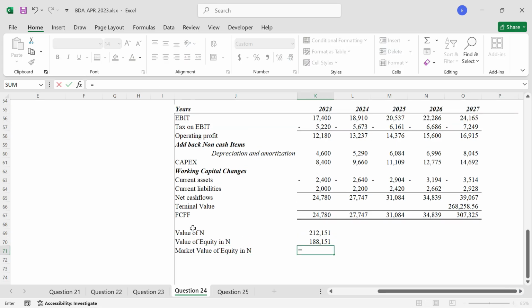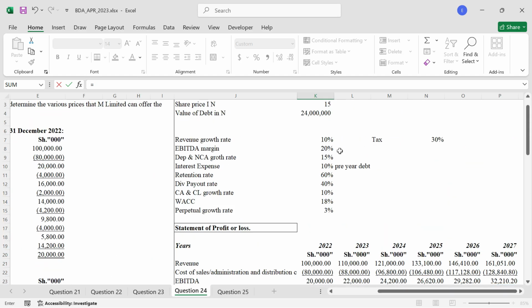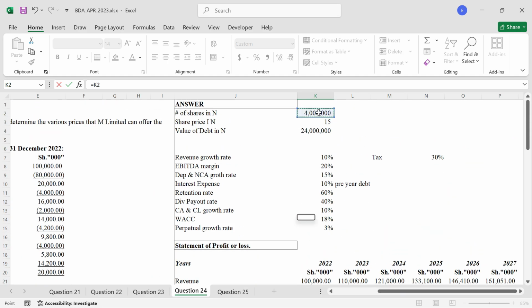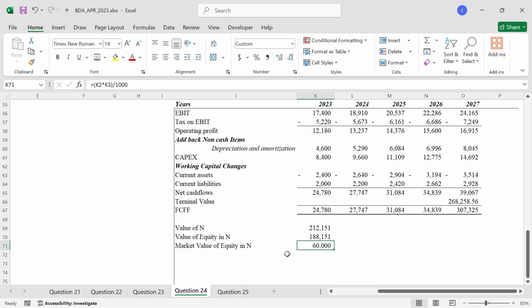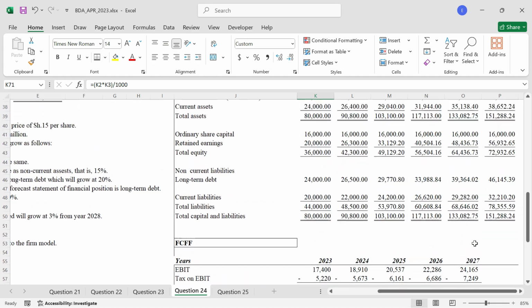We can compare this with the market value of equity in N, which would be my 4 million shares multiplied by 15, and then divide by 1,000 to bring it to scale. And so the market is grossly undervaluing my investment in N. And so I should buy this investment because it is grossly undervalued. And that will have been the answer for that question.